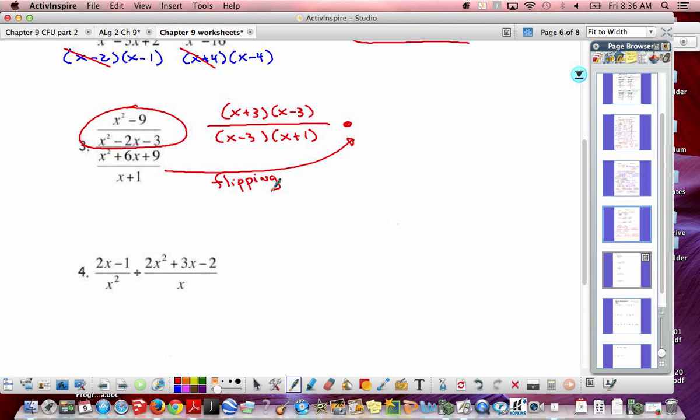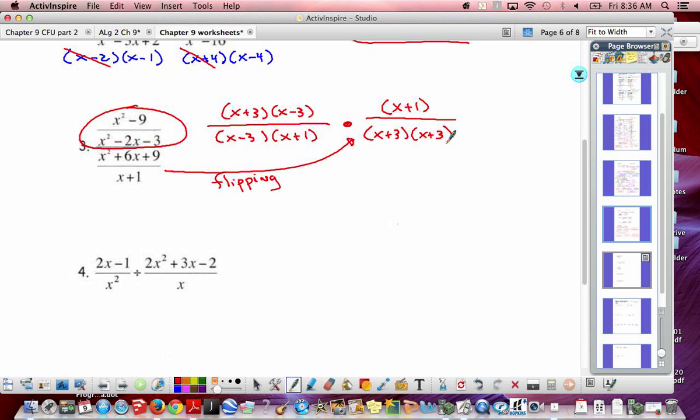So what happens is my x plus 1 here goes to the top. My x squared plus 6x plus 9 goes to the bottom. So factors of 9 that add up to 6, x plus 3 and x plus 3. Sorry, they're both positive. So now I can start to cancel out.